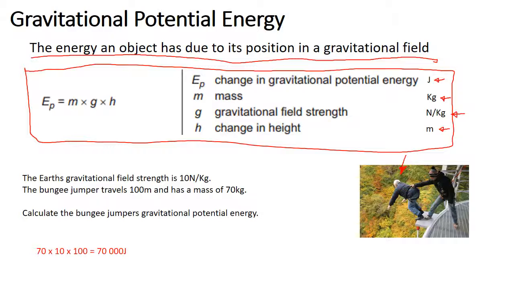So we're going to try this for this question here. The Earth's gravitational field strength is 10 newtons per kilogram. A bungee jumper travels 100 metres and has a mass of 70 kilograms. Calculate the bungee jumper's gravitational potential energy.